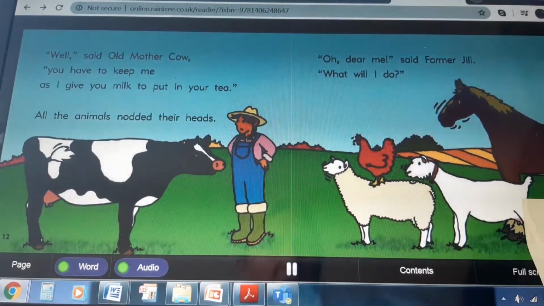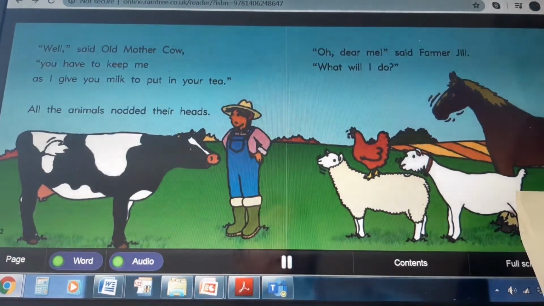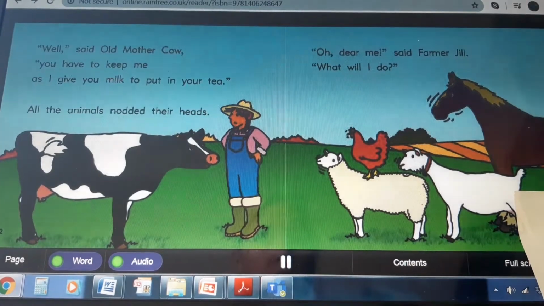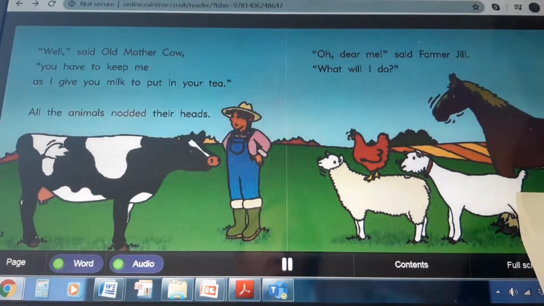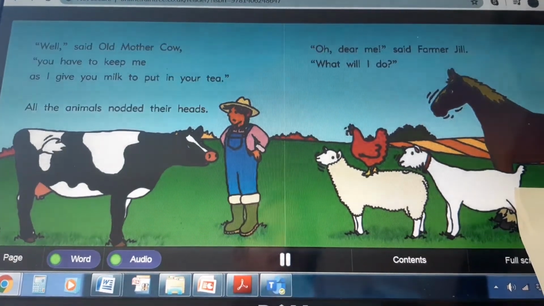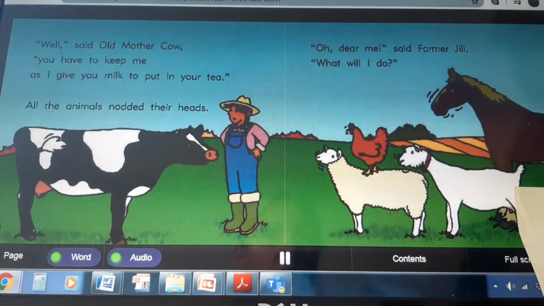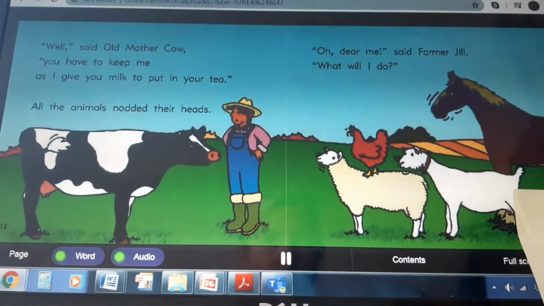"Well," said Old Mother Cow, "you have to keep me, as I give you milk to put in your tea." All the animals nodded their heads. "Oh, dear me," said Farmer Jill. "What will I do?"